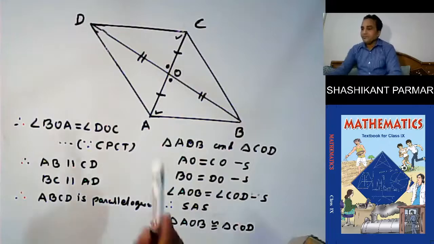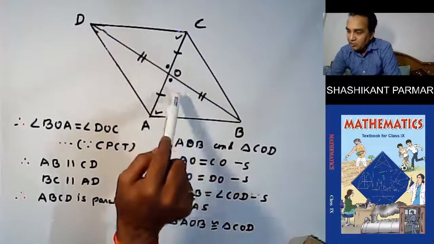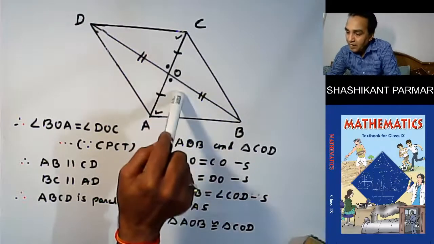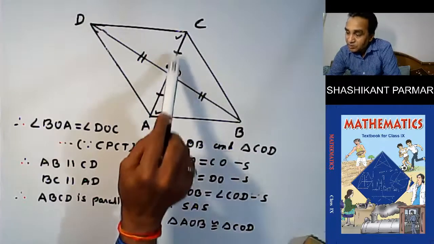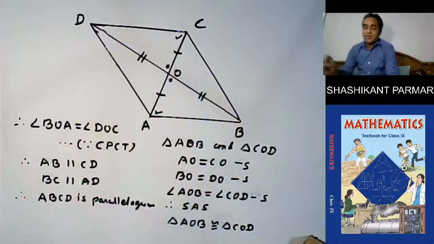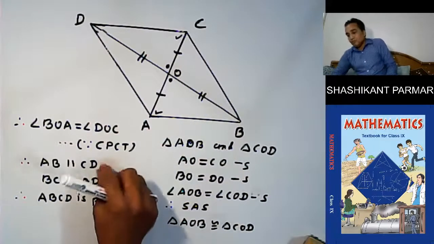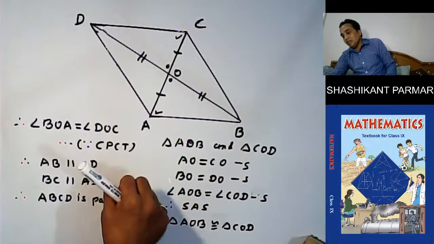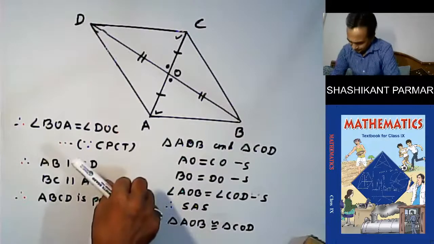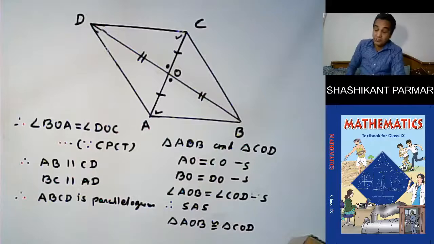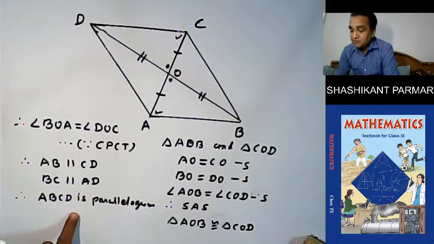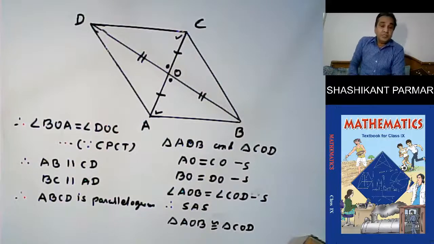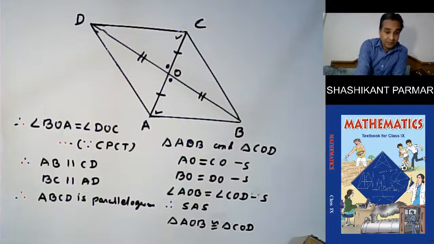Try to understand. We just have to prove these two triangles are congruent, and then by CPCT these two angles are equal, and that's why from theorem number 6.3, we can say that these two lines are parallel. Similarly we can prove another pair of opposite sides are parallel, and that's why quadrilateral ABCD is a parallelogram.